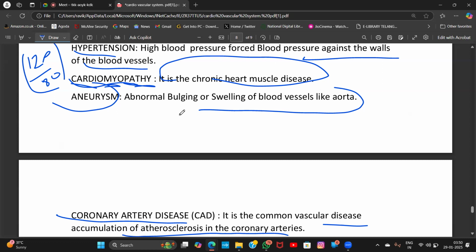That's called AV fistula. Arteriovenous fistula, it's called. It is a joint between both arteries and veins.